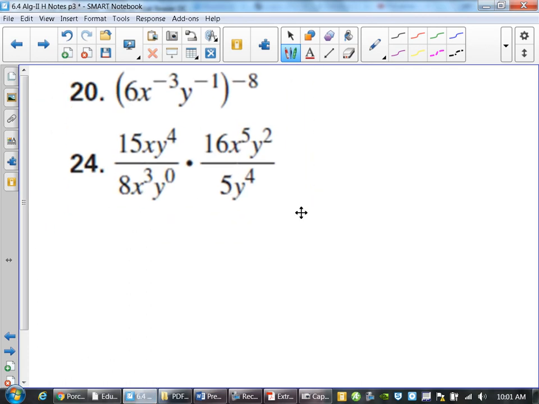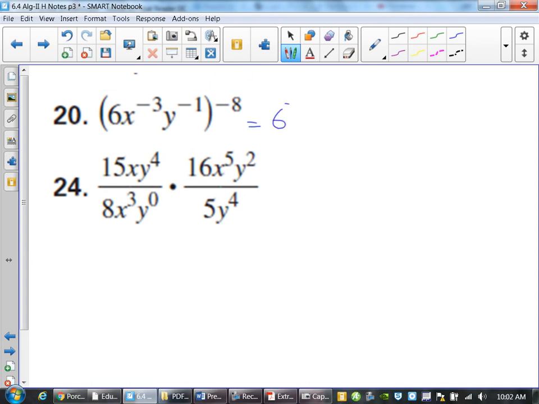I mean, do the same thing. First thing you would do in that first one, distribute the -8 as an exponent. Now the 6 has to be raised to the -8 power because it's inside the parentheses this time. So you wind up with 6 to the -8, x to the -3 times -8 is x to the 24th, and then y to the 8th. Now, the only one of those that's unhappy is the 6. So you can just rewrite that as x to the 24th, y to the 8th, over 6 to the 8th.